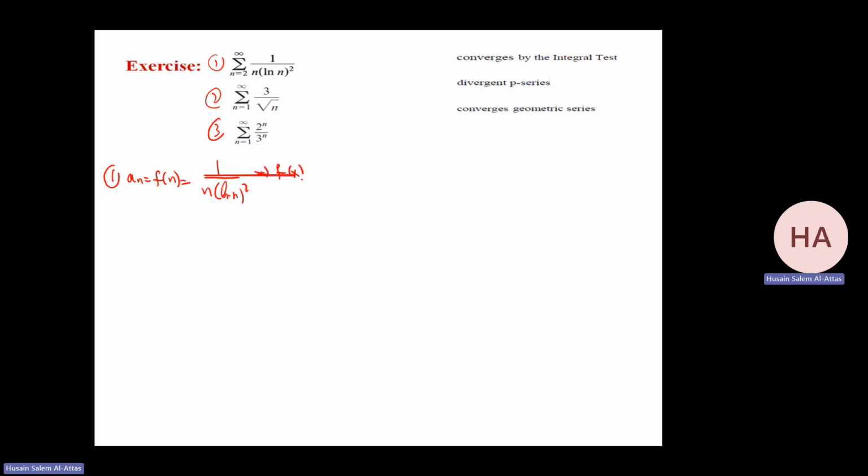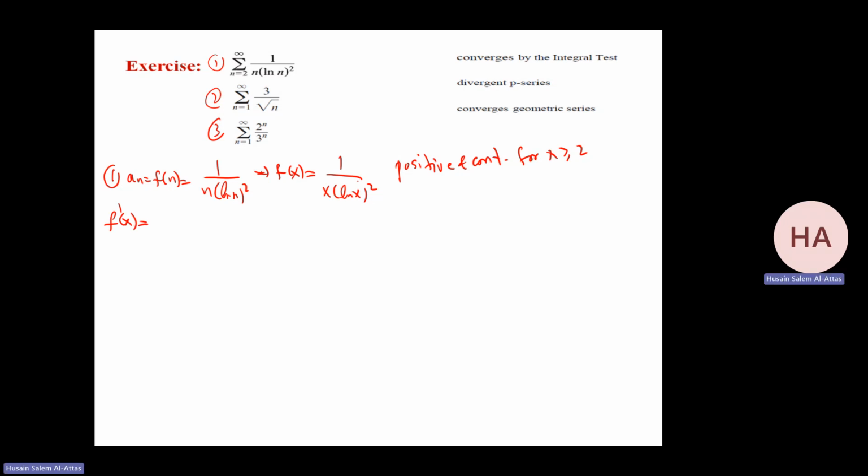So I have my f of x equal to 1 over x (ln x) squared. Clearly, this is positive and continuous for x greater than or equal to 2. Now let's check decreasing. Let's check the decreasing case. I'll try to find f prime. What will be f prime of x?